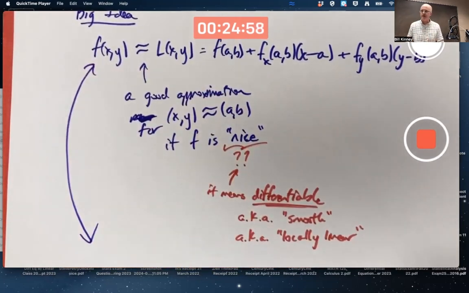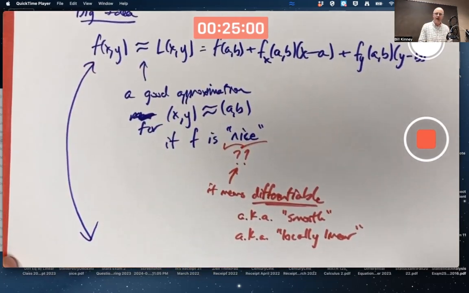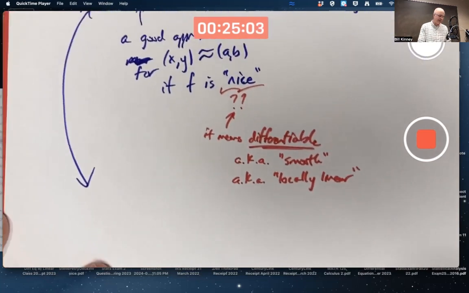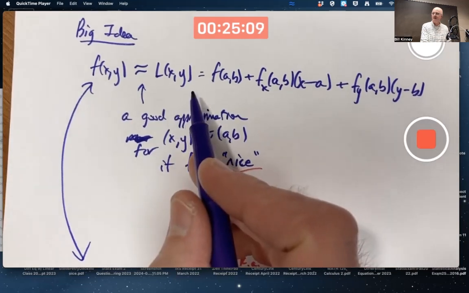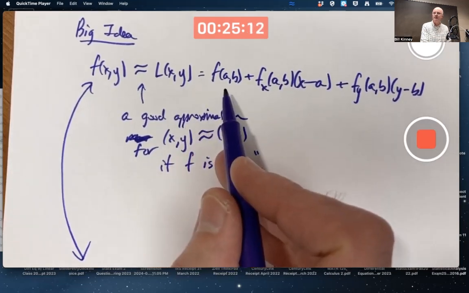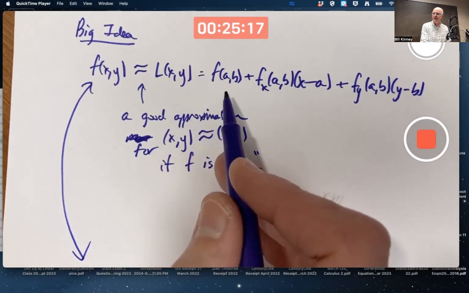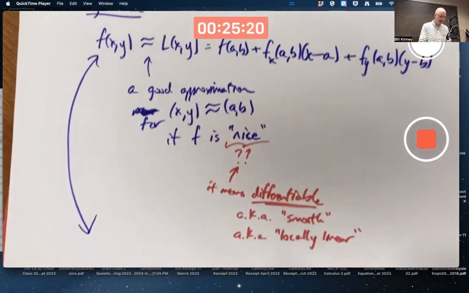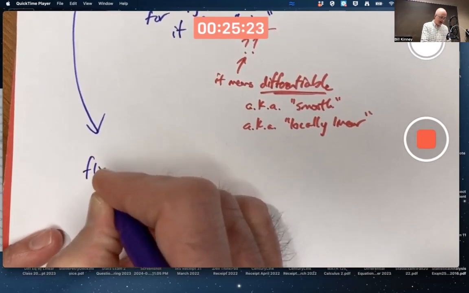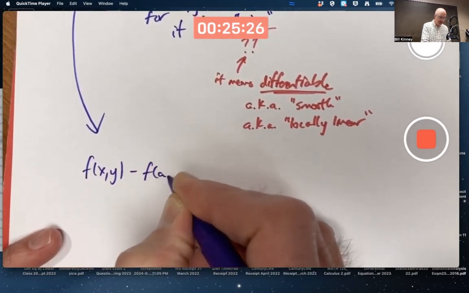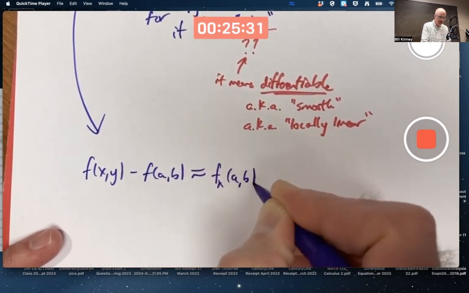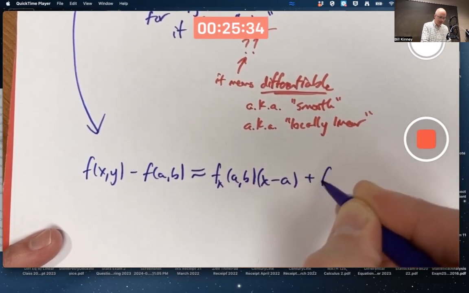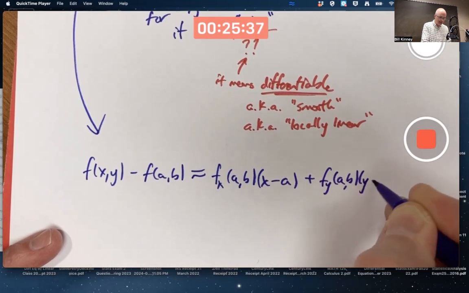And this is the weirdest part of this subject. I'm going to rewrite this approximate equation, getting rid of the L of xy, and also subtracting f of AB from both sides. F of xy minus f of AB is approximately fx(a,b) times x minus a plus fy(a,b) times y minus b.